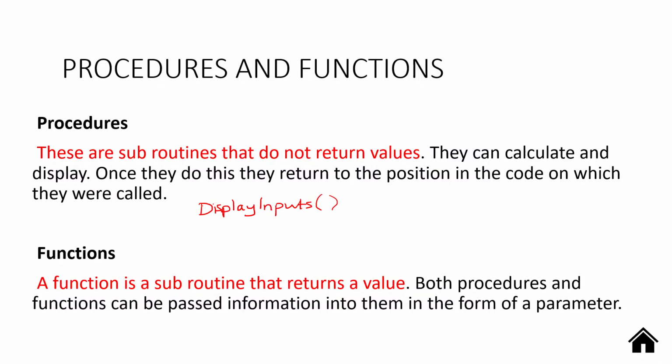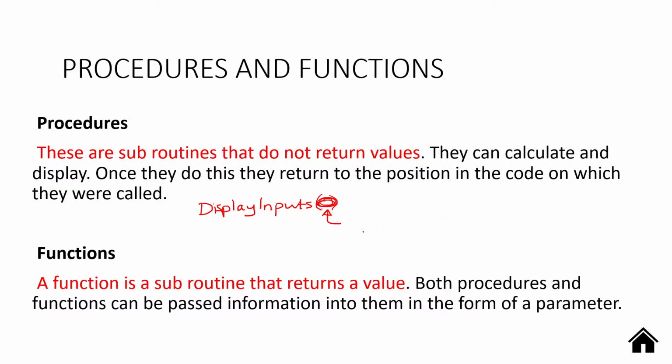Both procedures and functions can be passed information into them in the form of a parameter. So we're going to talk about parameters because they're quite important. So how do you know if this needs any information? If there's nothing inside my brackets here, there are no parameters. If you're a Python programmer, then sometimes these are referred to as arguments. Same difference. An argument or a parameter are the same thing. It's just whatever's put in between the brackets.